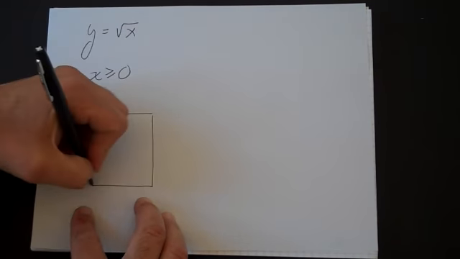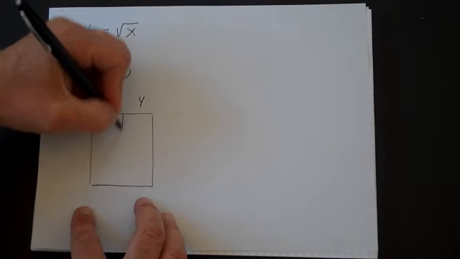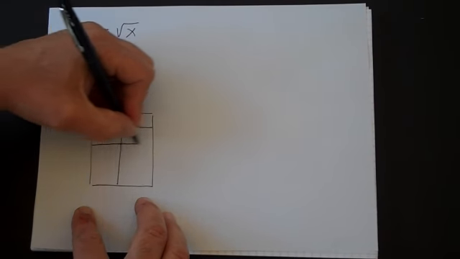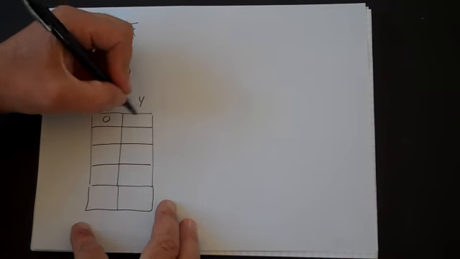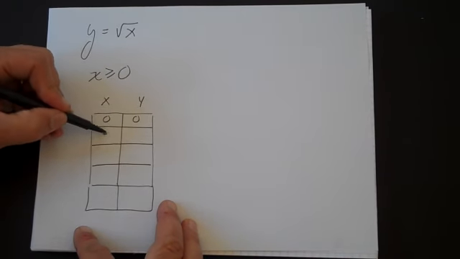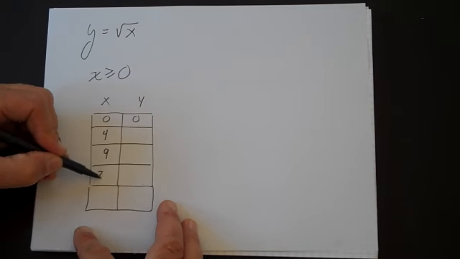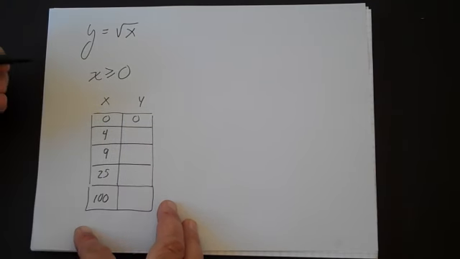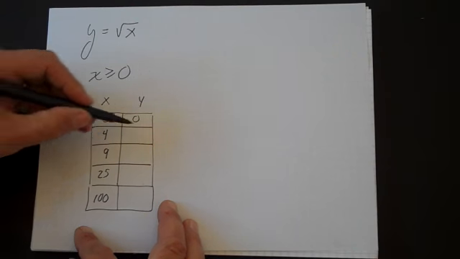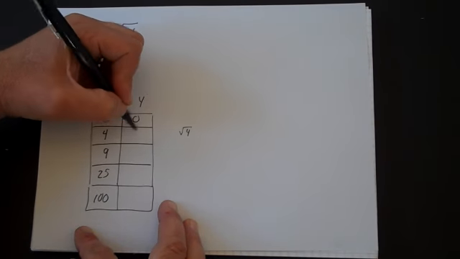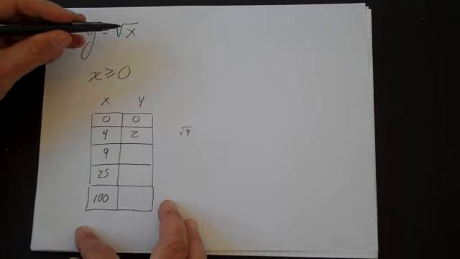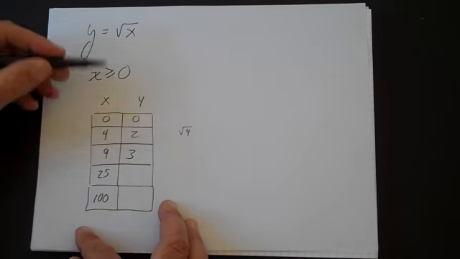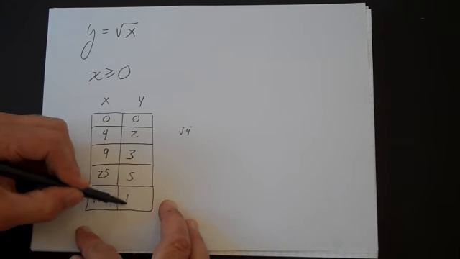So the second thing let's do is we can do a little table of values to get a sense of what it looks like. We don't do this every time, we just kind of memorize what it looks like. Let's start at 0, the square root of 0 is 0. And let's look at 4, 9, 25, and 100. Well, if x is 4, then y is the square root of 4, which is simply 2. If x is 9, you plug a 9 here, you get square root of 9, so that's 3. 25, you get 5. 100, you get 10.